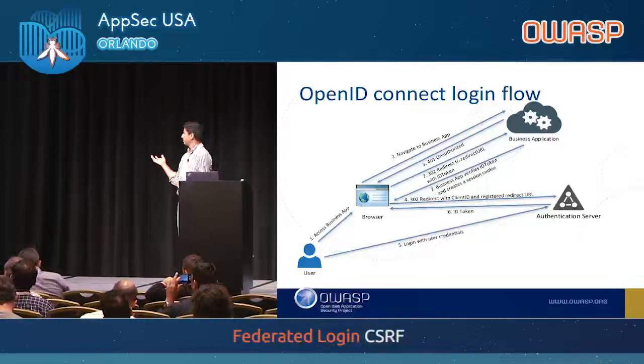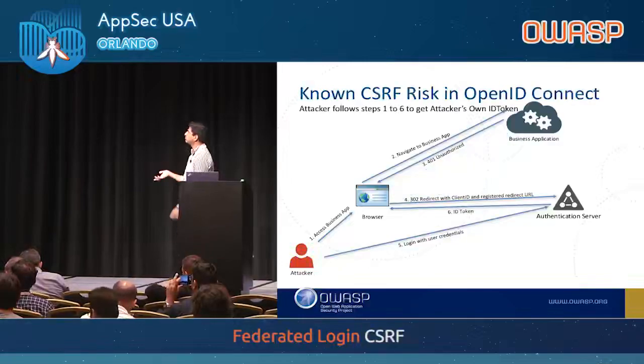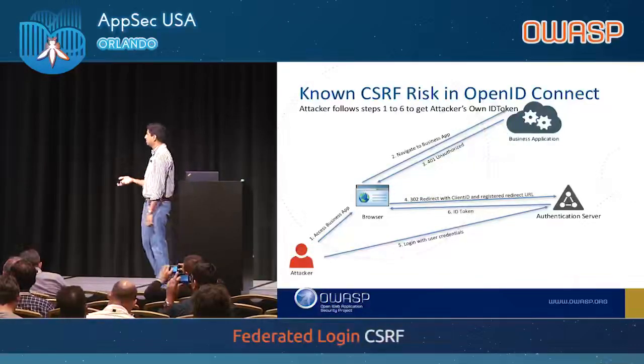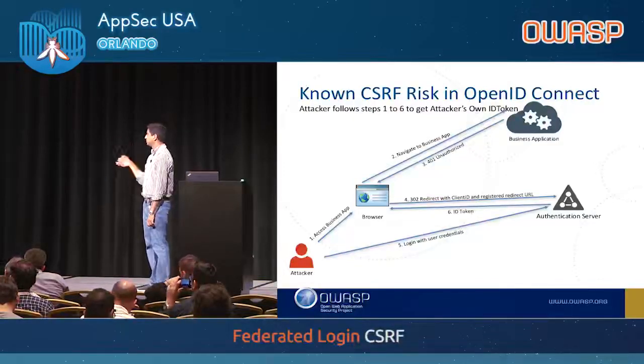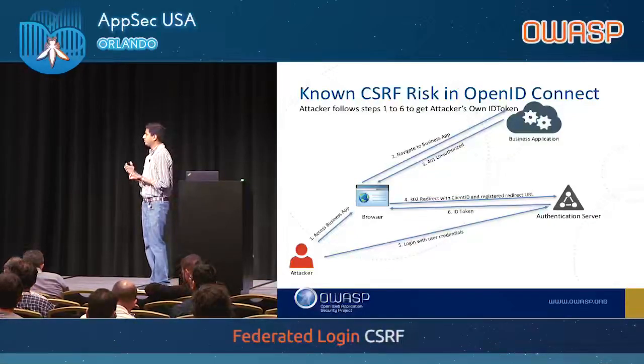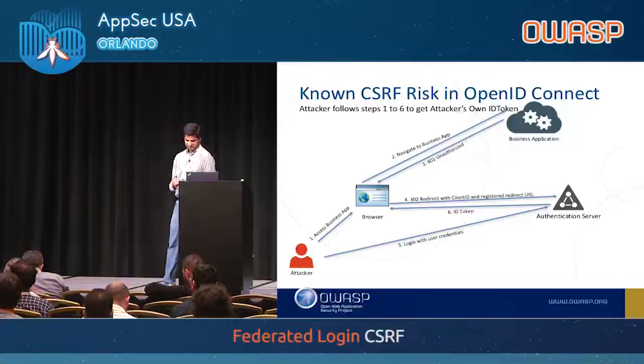So what can an attacker do in this case? It is very similar to the OAuth CSRF attack, where the attacker goes through steps 1 to 6, gets the attacker's own ID token, and prevents any further communication from the client to the server. So now the business application has not completed the flow of authenticating the attacker, but the attacker has a valid ID token which is issued by the authentication server.